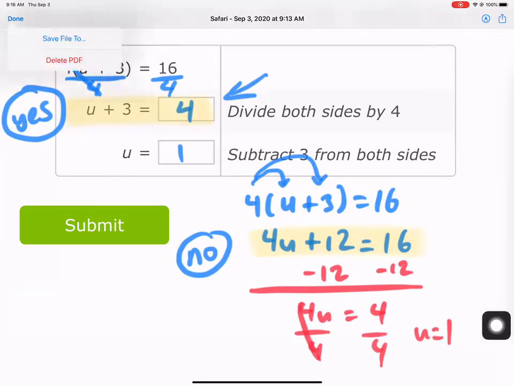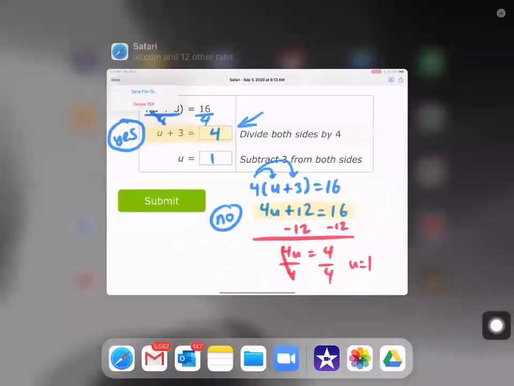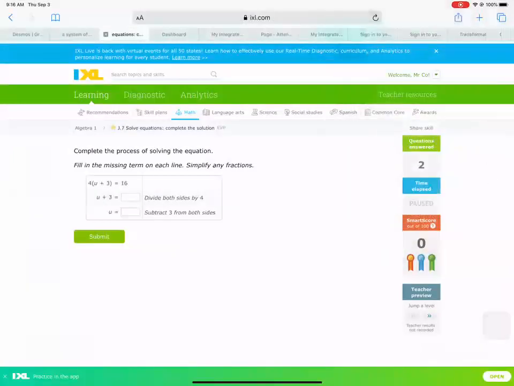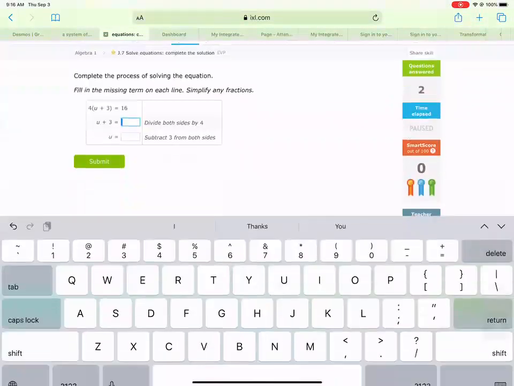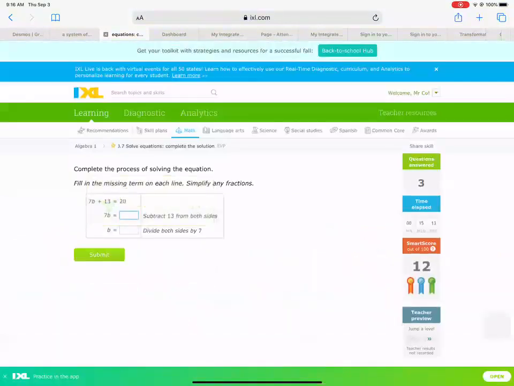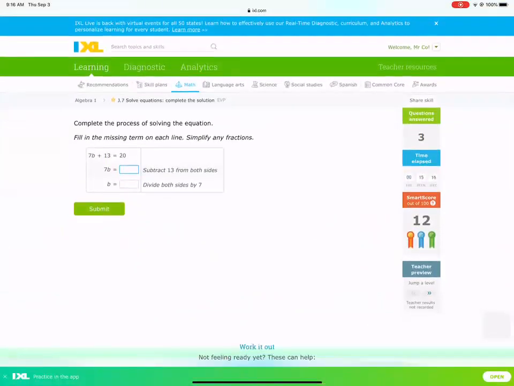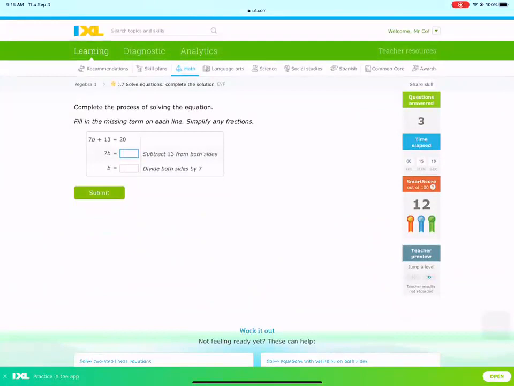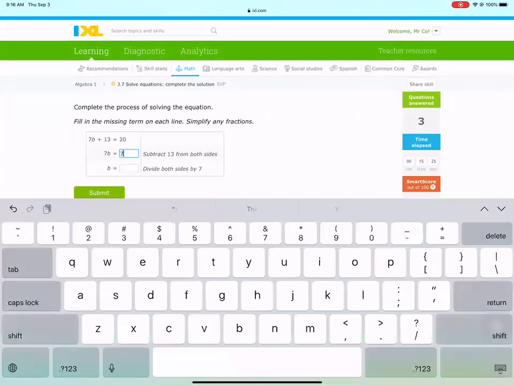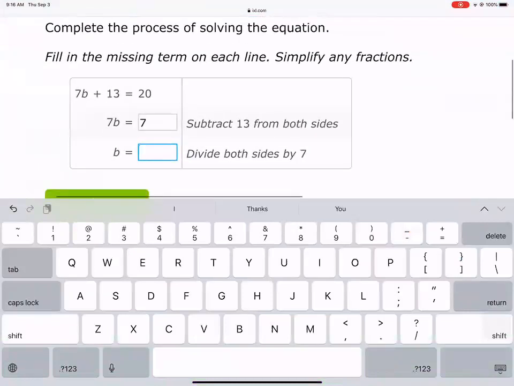All right, let's look at the next problem. We said the answer was going to be 1. Easy peasy. This one's going to be kind of an easy question. What am I going to do? They told me to subtract 13 from both sides. 20 minus 13 is going to be 7. And then, next move, how do we get rid of that 7? The opposite of multiply by 7 is divide by 7. 7 divided by 7 is just 1.